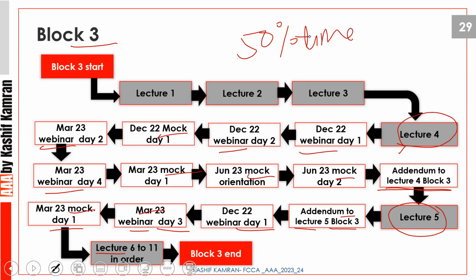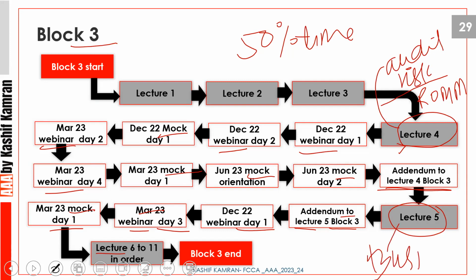But these diversions will set the right tone of how you should be preparing for September 23 and December 23. And the best part is the diversion from lecture 4, which is audit risk and ROM. Lecture 4 is about audit risk and the risk of material misstatement. And lecture 5 is about business risk. So the diversions you are taking are giving you practice, and the practice is making you perfect. After the diversions and after you've completed block 3, you will be so good at the practice of audit risk and ROM, and you will be so good at the practice of business risk, which are two core areas. Is that clear? Will you be taking a printout of the order you need to maintain in block 3?